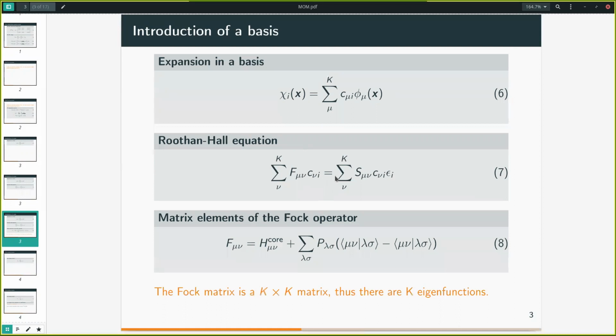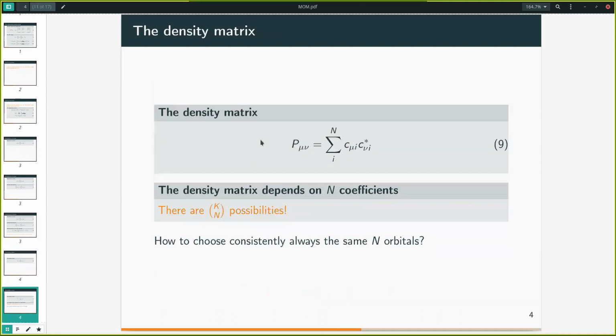So it is a self-consistent equation, and at each cycle we need to choose the n orbitals that we will use to create the density matrix, and that we will use to recreate our Roothaan equation, and that we will diagonalize again. And so we need to find a consistent way of choosing these n orbitals.